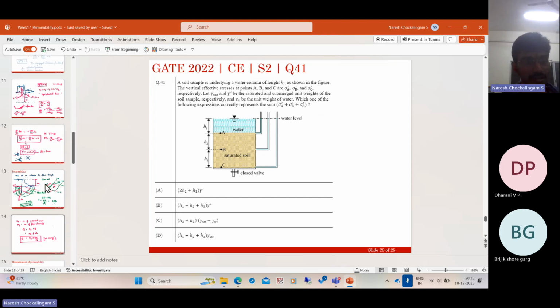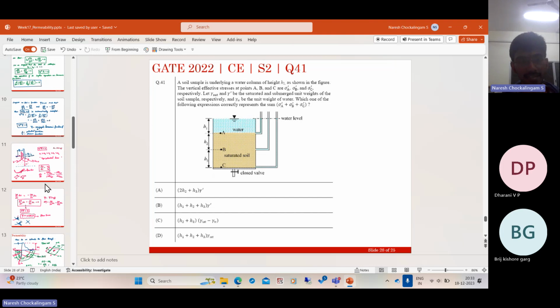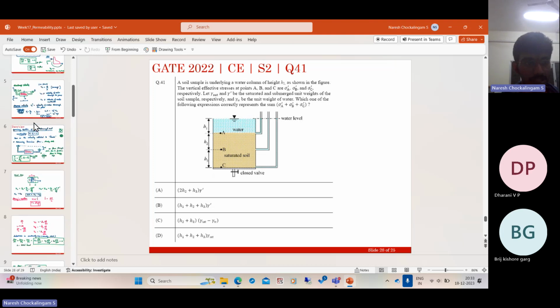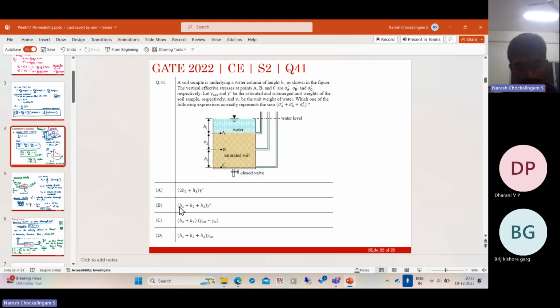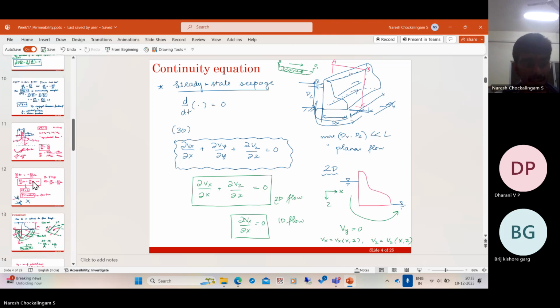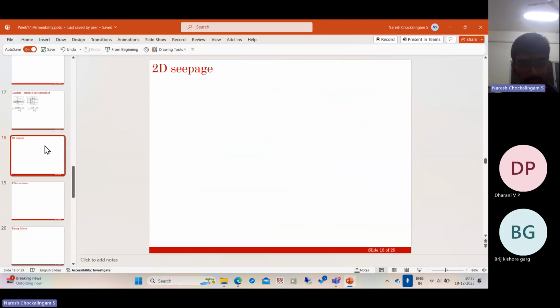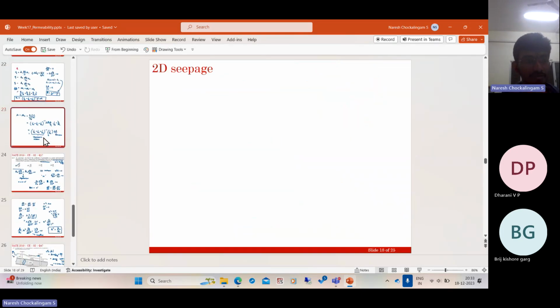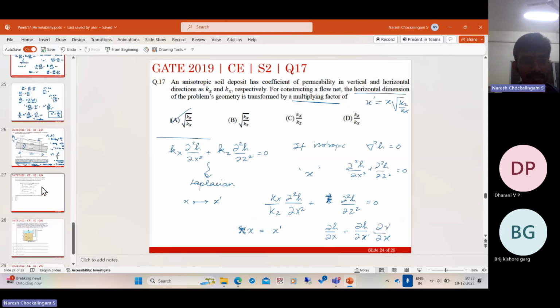So next we have to look at consolidation and shear strength. Nothing much changes. We'll start with the same continuity equation. To look at the time rate of consolidation, we retain the time derivative. And then it is actually simpler. There are a lot of empirical relations, so it is mostly formula based questions. So that also we'll see in the next class.